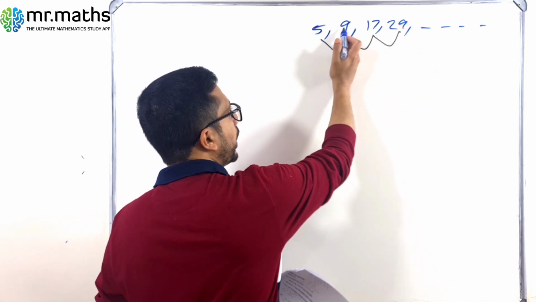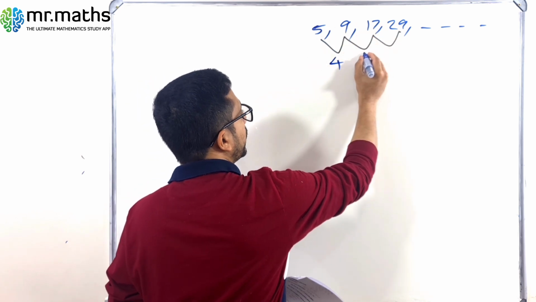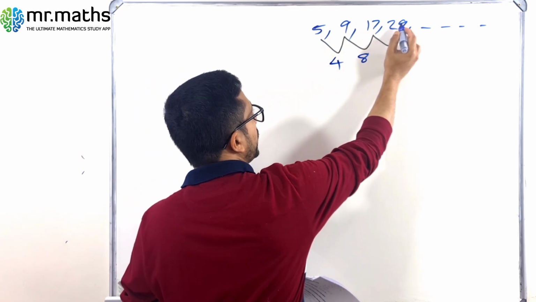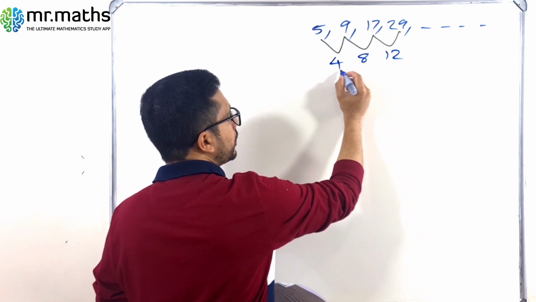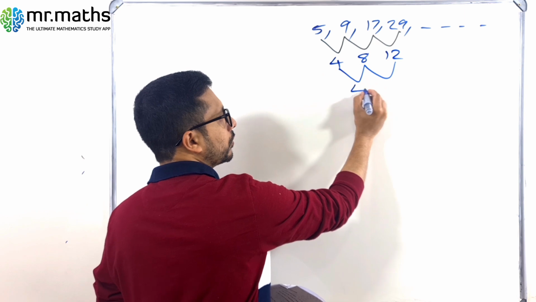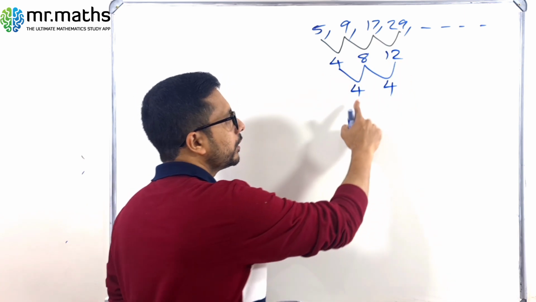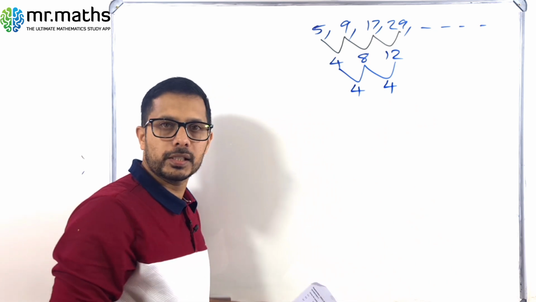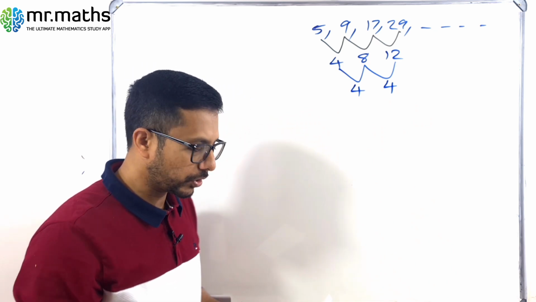You have to subtract: 9 minus 5 is 4. 17 minus 9 is 8. 29 minus 17 is 12. Then the second difference: 8 minus 4 is 4, and 12 minus 8 is 4. Can you see that the second differences are the same because this is a quadratic sequence? Now, what is the first question?